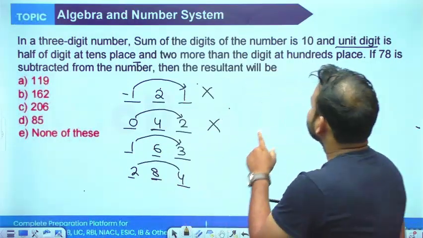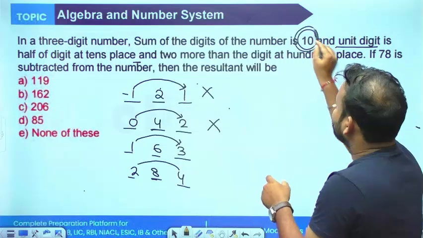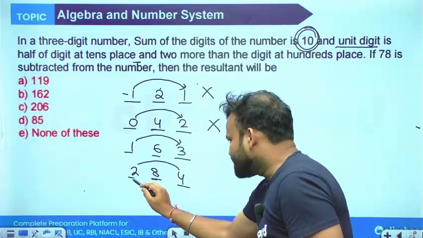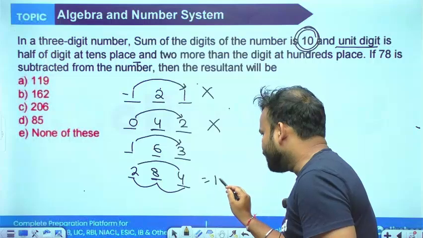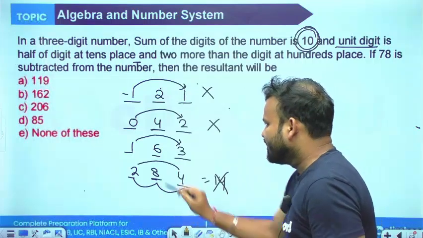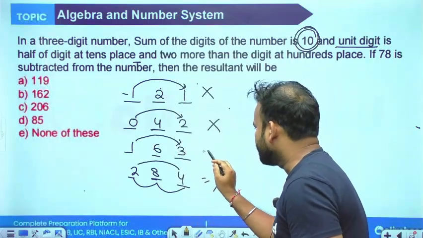The sum of the digits has to be 10. Is it 10? See, 2 plus 8 plus 4: 8 and 4 is 12, plus 2 is 14. So this is not the answer. 6 plus 3 is 9, 9 plus 1 is 10. So this is your answer.